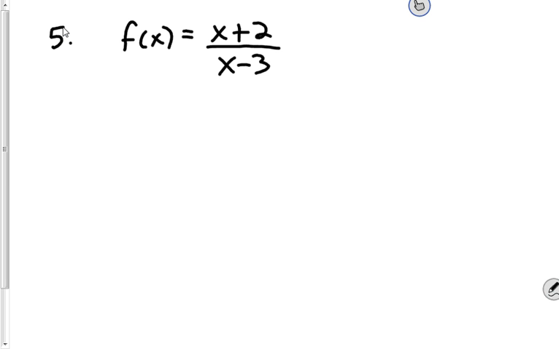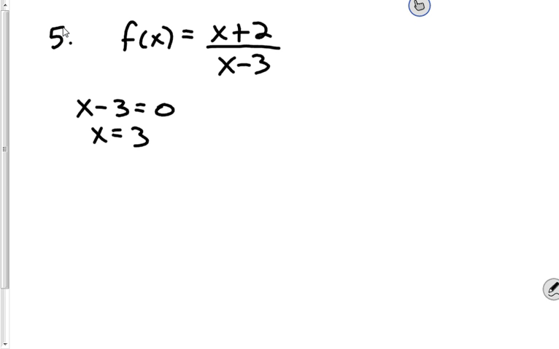Okay, so let's do the vertical asymptote first. We have to find the roots of the denominator. Well, this denominator is pretty simple, x minus 3. We're going to find out where it equals 0. So we solve for x, we add 3 to the other side, and we get x equals 3.